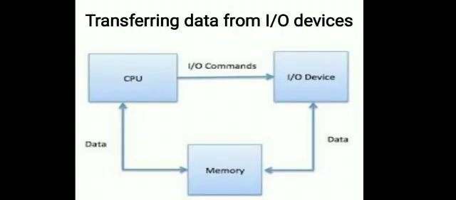The next one is transferring data from I/O devices. What is meant by I/O devices? I/O devices are input and output devices. The input and output devices connected to the computer continually check for input. The input output devices send data to the memory and the memory again sends data to the CPU. Once the CPU receives it, the computer continuously checks for input. For that we are transferring data from the I/O devices.